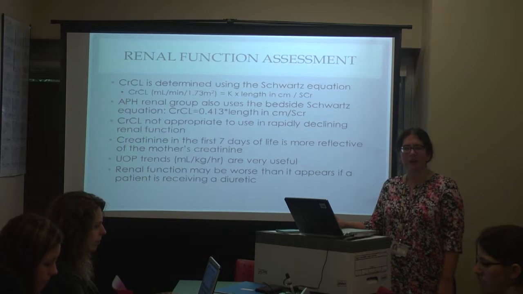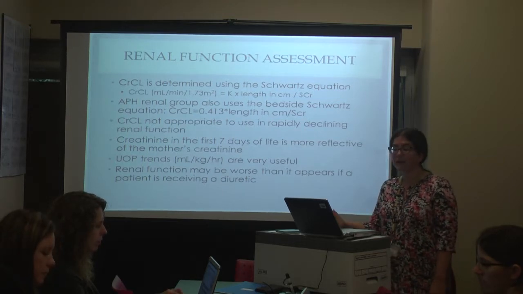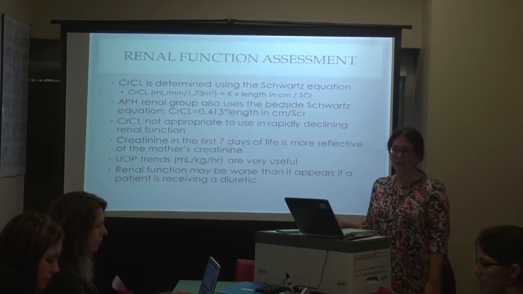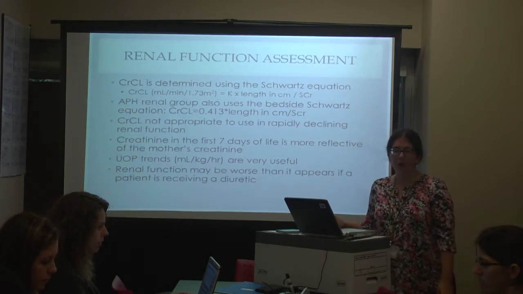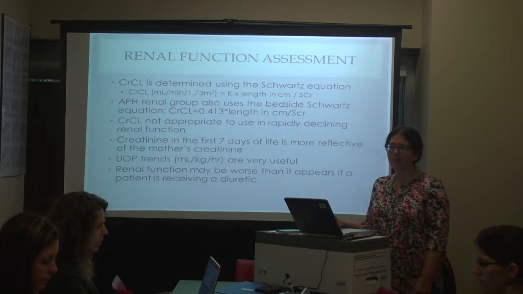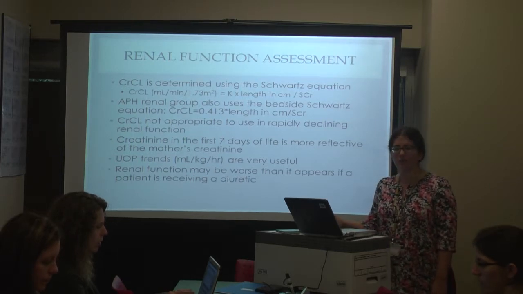Also note, if patients are on a diuretic, their renal function may appear better than it actually is. So if they have a urine output of 1 mL per kilo per hour, but they're on a Lasix drip, well, it's probably not that good, and we need to be a little more cautious with dosing those patients.